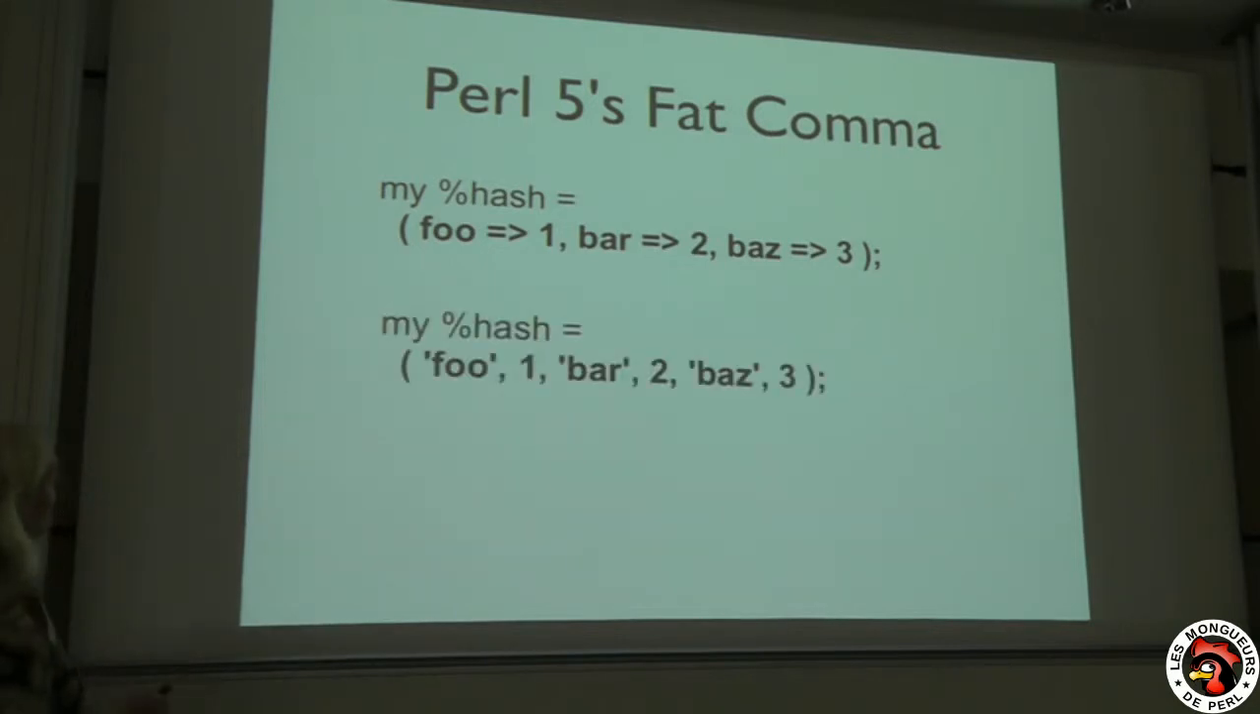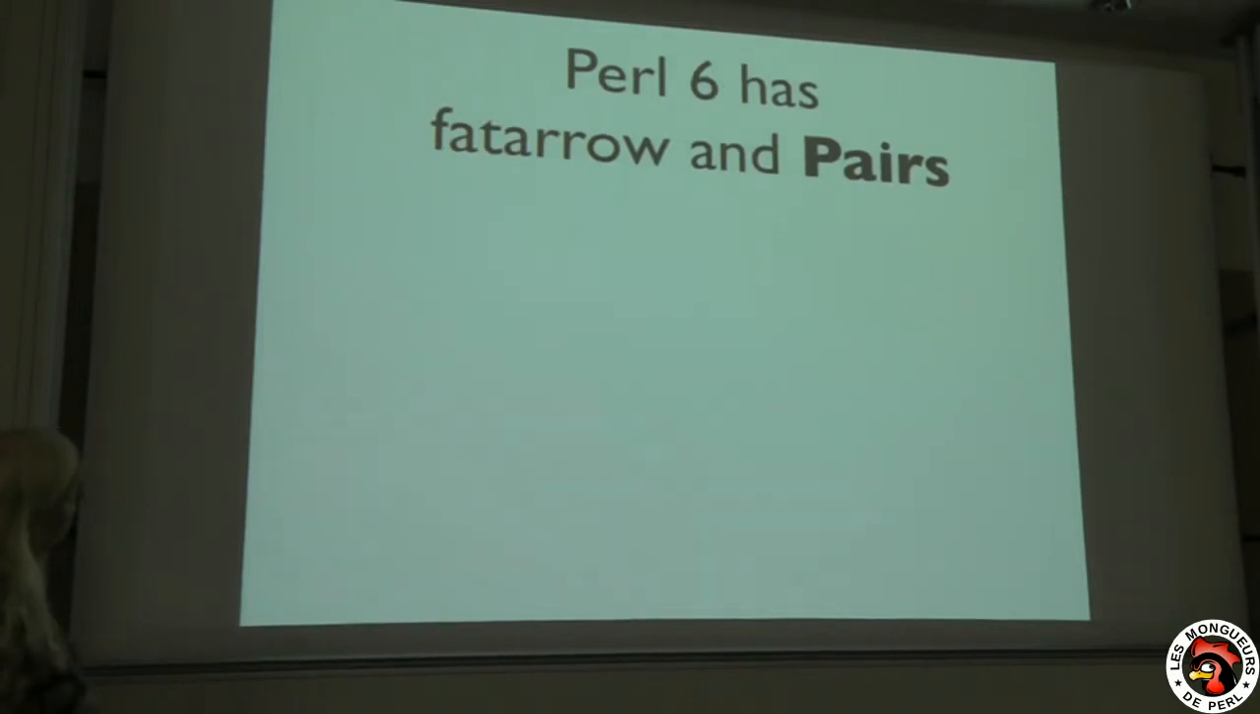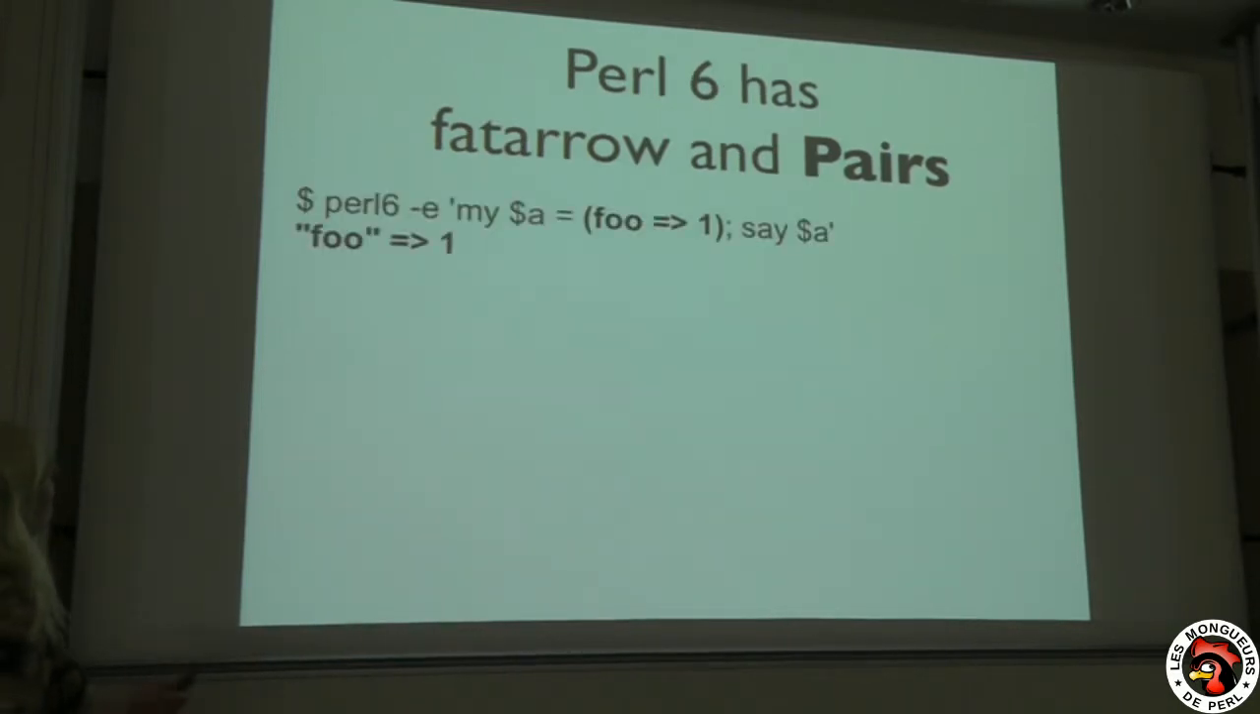Which is actually just this. It just puts quotes around the string on the left, and otherwise it's just a comma. Well, Perl 6 has a fat arrow and pairs. So if you do this in Perl 6 and you say what it is, you actually have a pair here.